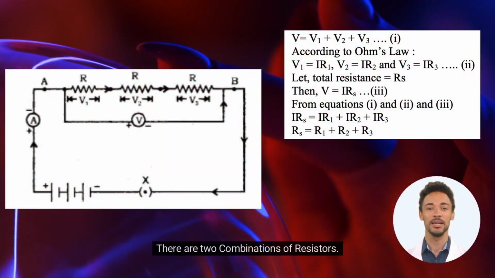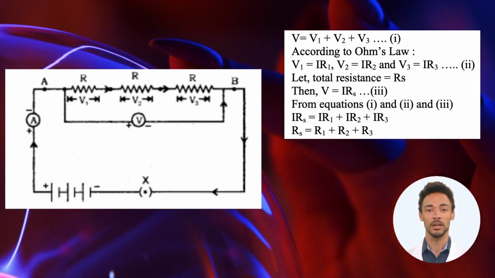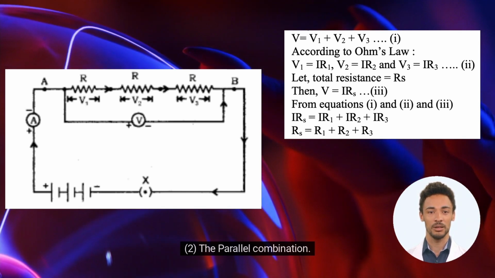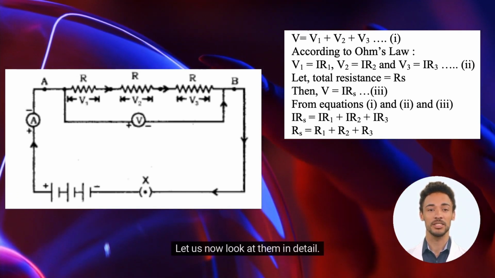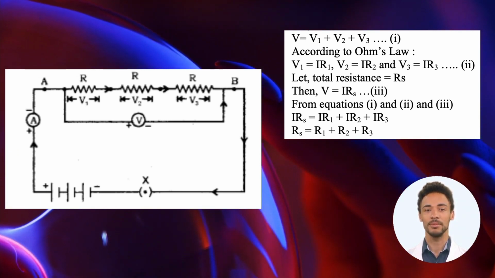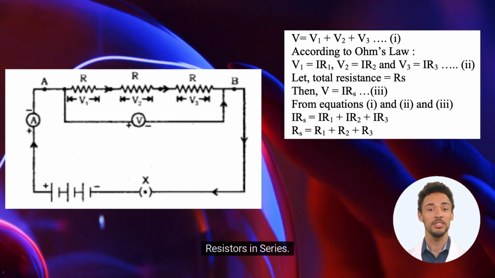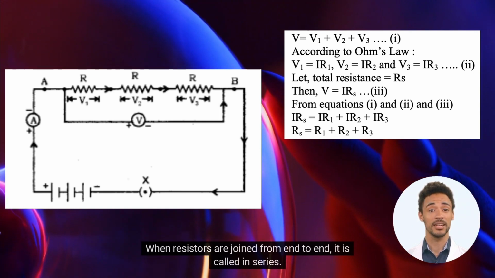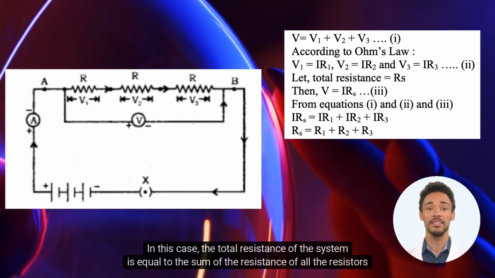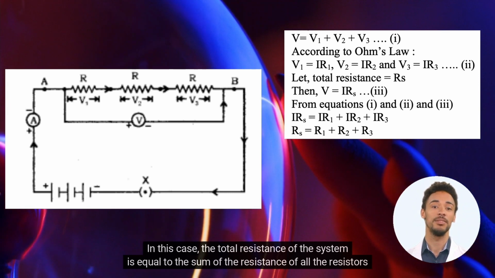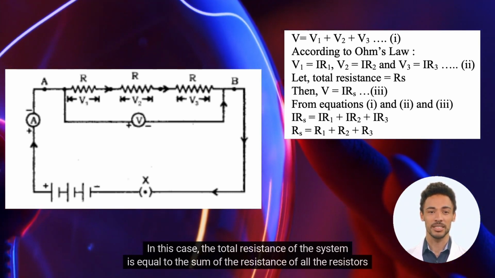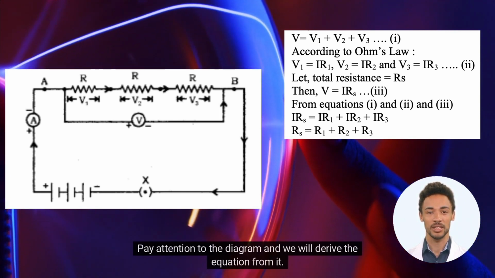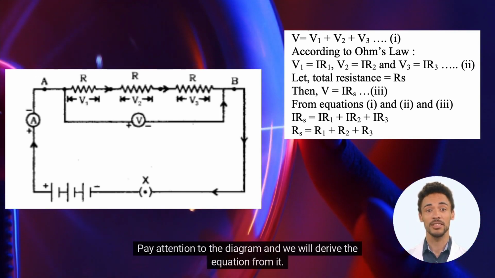There are two combinations of resistors. 1. The series combination. 2. The parallel combination. Let us now look at them in detail. 1. Resistors in series. When resistors are joined from end to end, it is called in series. In this case, the total resistance of the system is equal to the sum of the resistance of all the resistors in the system. Pay attention to the diagram and we will derive the equation from it.